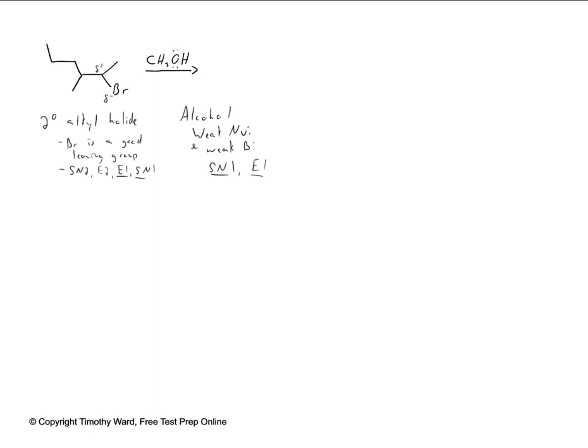For Sn1 and E1, the first step in the mechanism is exactly the same. The leaving group is going to leave. So we're going to draw an arrow here to indicate the leaving group is going to leave. That's going to leave me with a second-degree carbocation right here. Now, I'm going to jump a little bit ahead here, just because I don't want to waste time showing you the wrong way to do this problem.